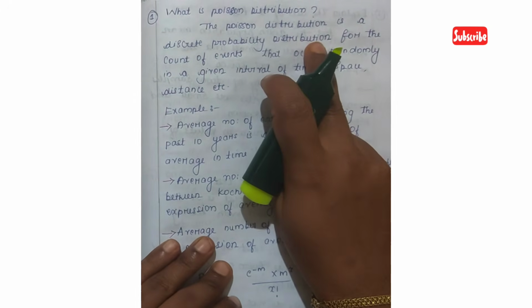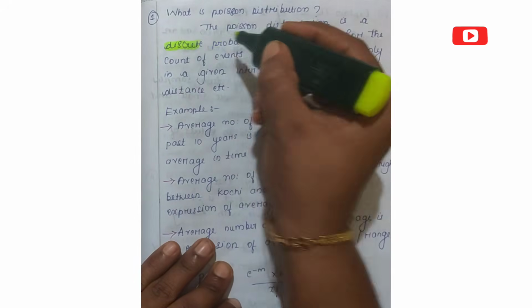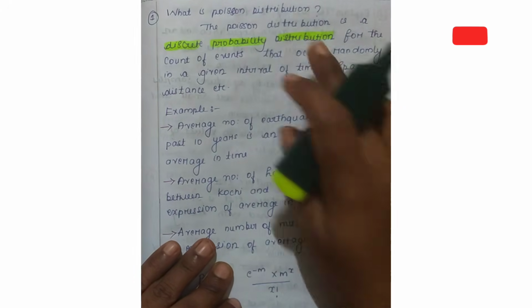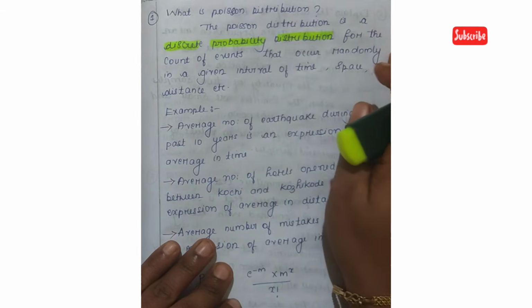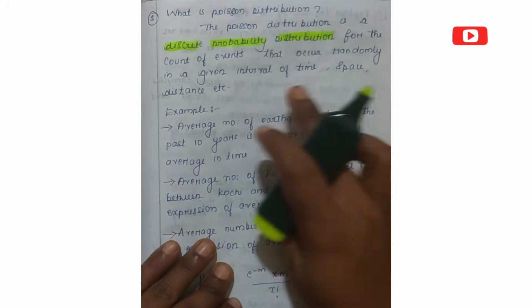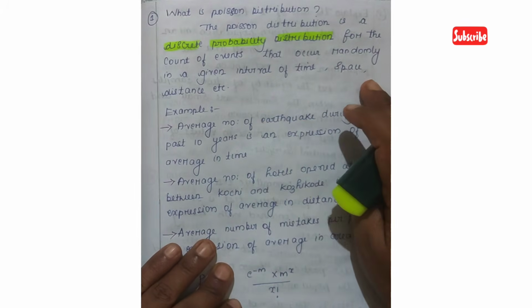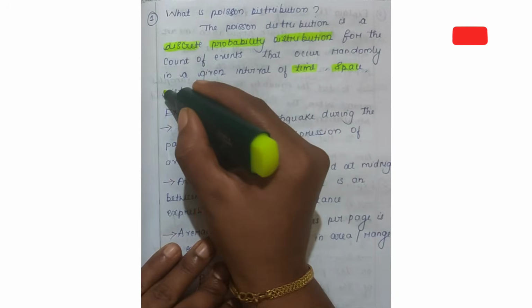So Poisson distribution is a discrete probability distribution. Poisson distribution എന്ന് പറയുന്നത് ഒരു discrete probability distribution ആണ്. For the count of events that occurs randomly in a given interval of time, space or distance.